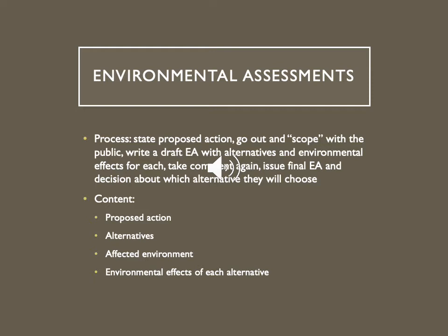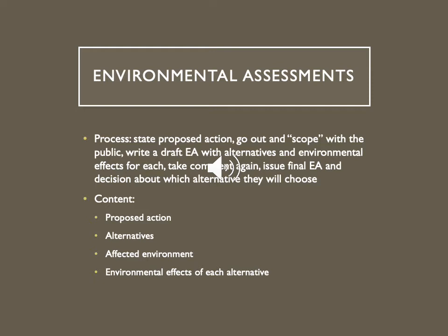So that's the general process that happens under NEPA. And the basic content of these documents is that you'll have really generally 4 chapters. One will describe the proposed action. The second one will describe the alternatives we're looking at for how to get at that proposed action. And remember, we're also going to consider a no action alternative. What would happen to the environment if we did nothing?